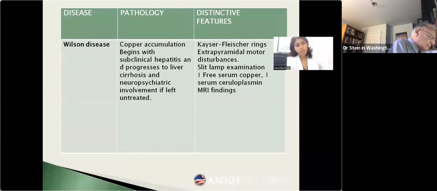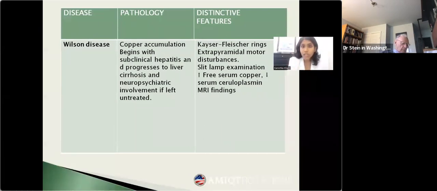And finally, we're going to talk about Wilson's disease, which is a disease of copper accumulation. It begins with subclinical hepatitis and progresses to liver cirrhosis, and then the neuropsychiatric symptoms start. It gets involved if it is left untreated for a very long time. On slit lamp examination, we would find the Kayser-Fleischer ring, along with the extrapyramidal motor disturbances which occur in this condition. It can be diagnosed with special testing like ceruloplasmin testing, which will show increased free serum copper and reduced serum ceruloplasmin.